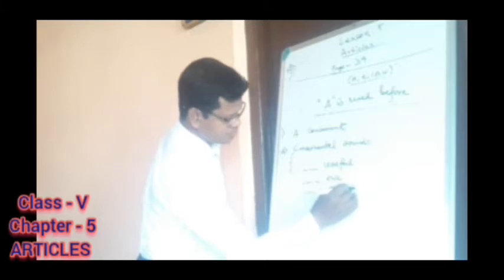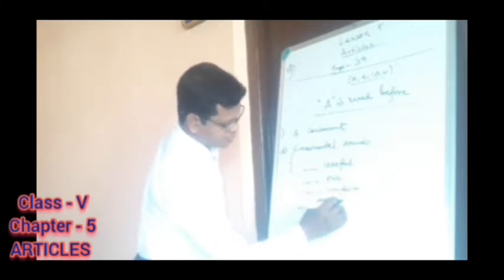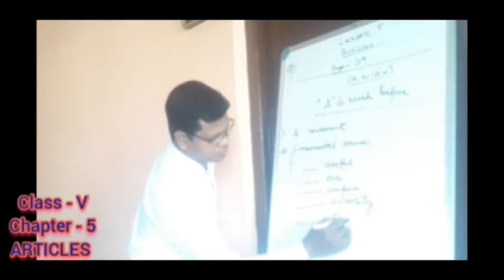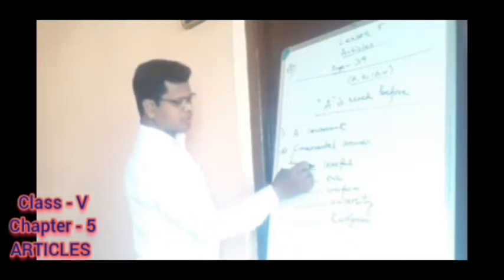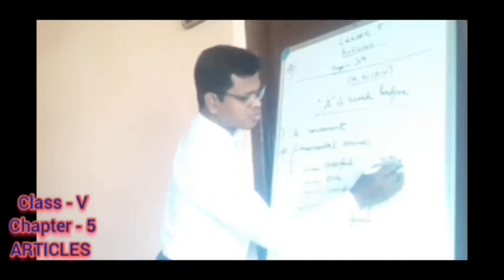useful, then uniform, university. Then we can say European. See, though with these words the first letter of every word is a vowel, yet we are going to place a before it, just because of the sound u. When you pronounce all these words, it sounds like u.